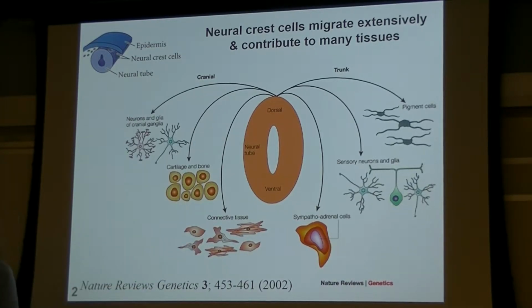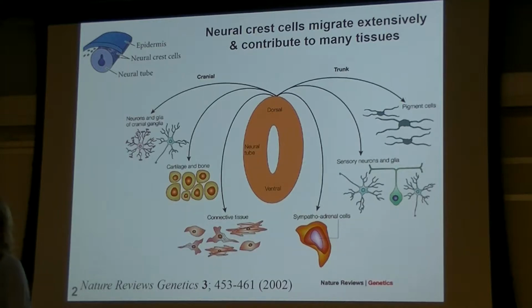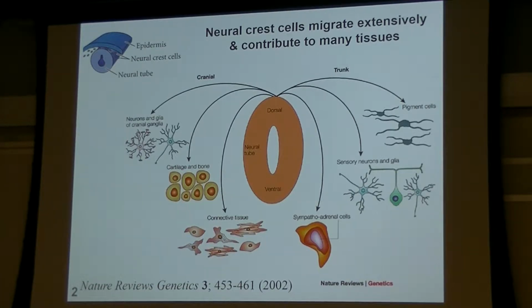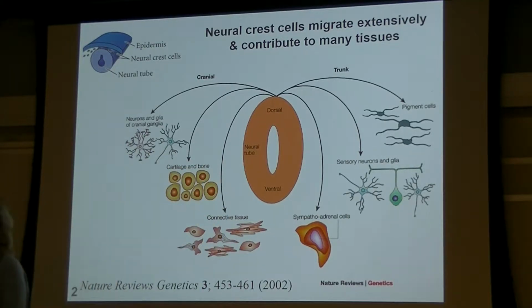Cartilage and bone. In fact, when we talk a little bit more about bone development, you'll see there's a whole category of bones within the body that have extensive contribution from neural crest cells. So this is actually an essential thing that neural crest cells need to do as development is proceeding. And then neurons and glia, the cranial ganglia, so that's still within the same category of neurons, but I guess they wanted to highlight those for the head here. So head tissues and trunk tissues both have extensive neural crest contribution.